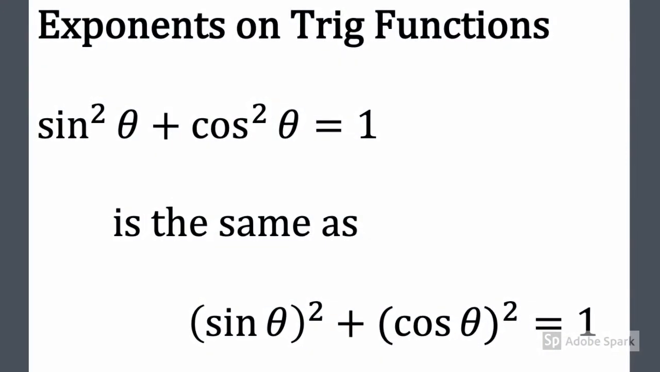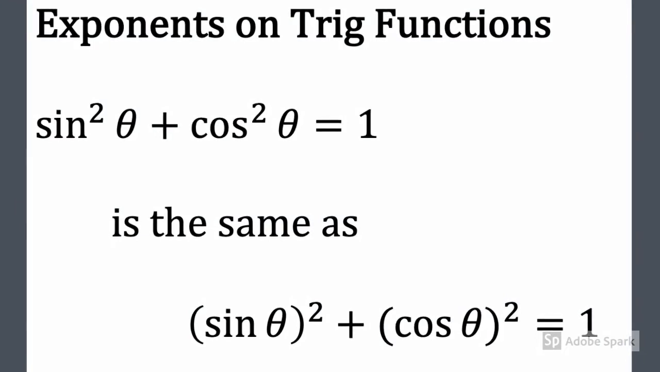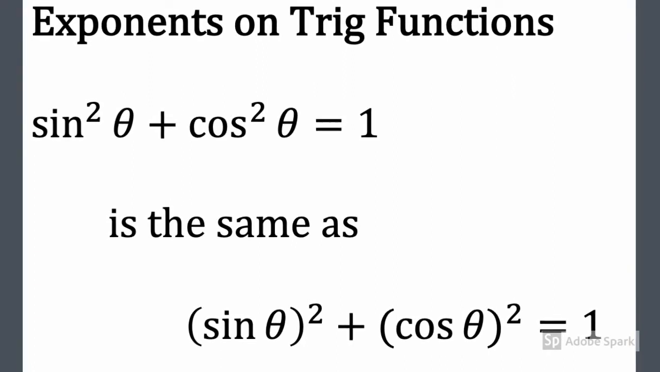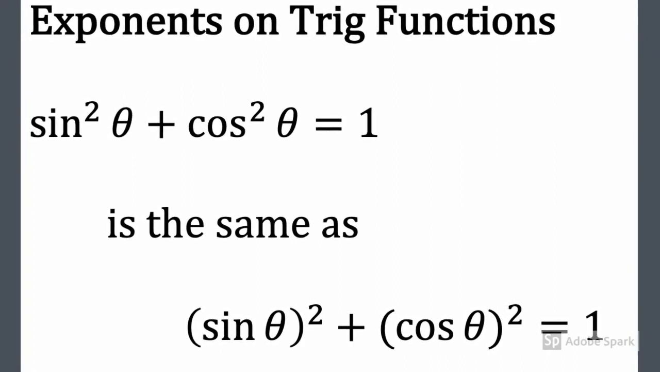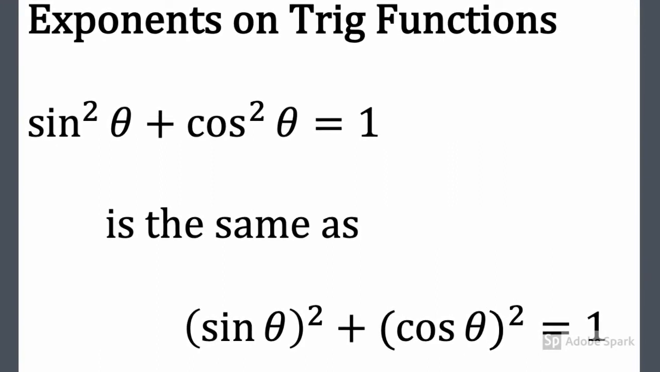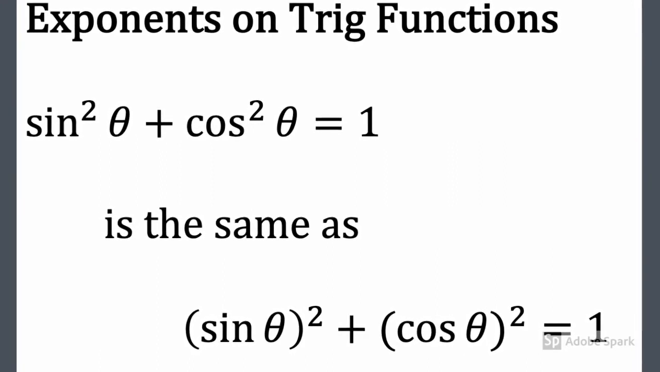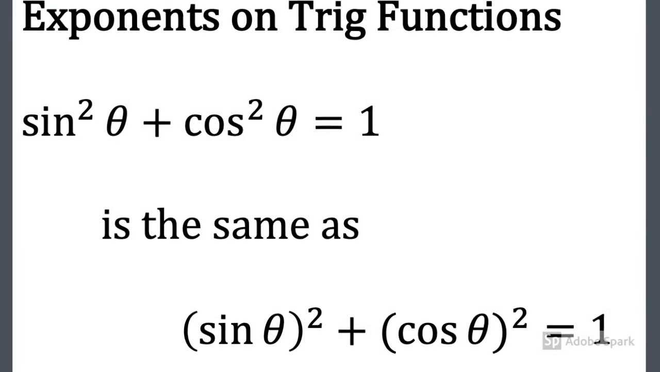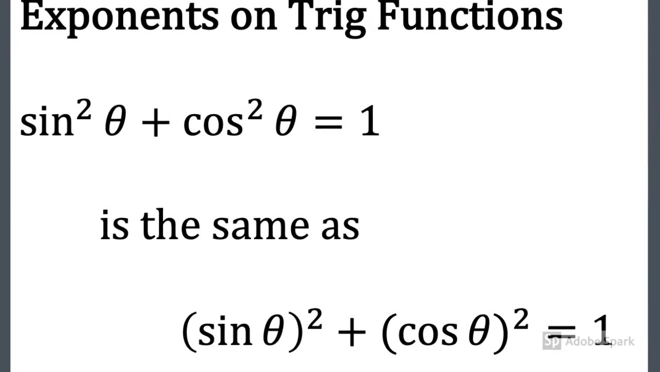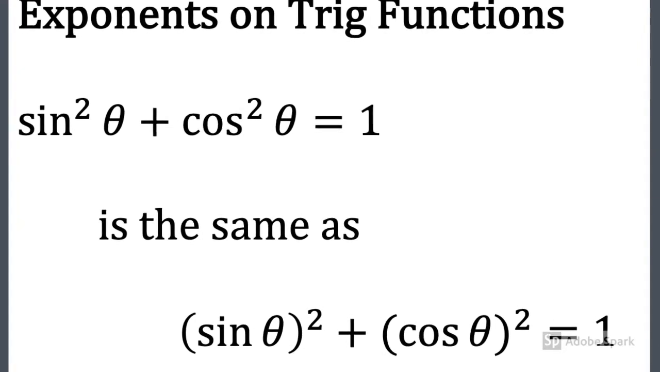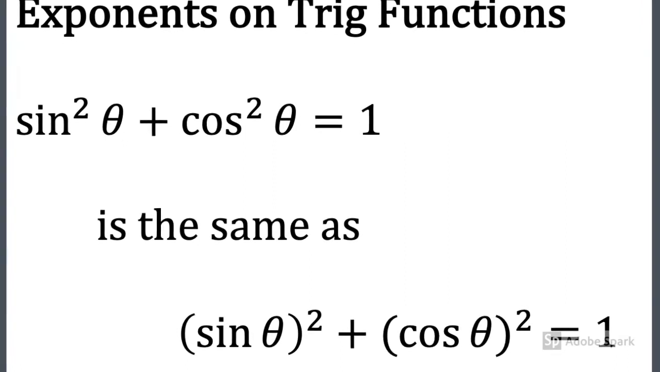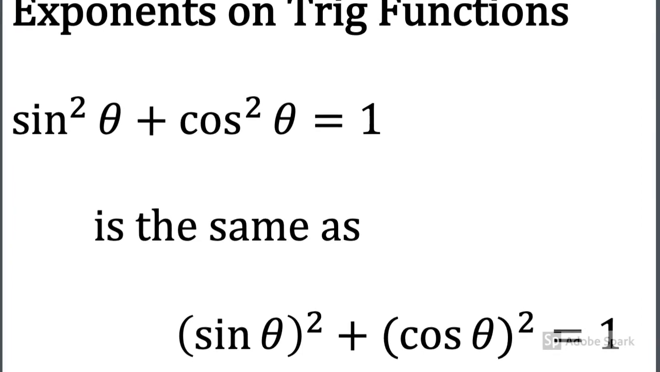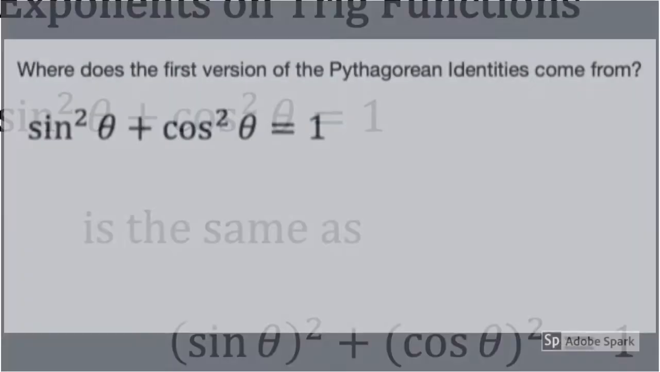Before we do that, I want to say one quick thing about exponents and trig functions. The way that you would say the first version of the Pythagorean identity is sine squared theta plus cosine squared theta equals 1. That notation with the squared between the sine and the theta is the same as writing sine theta all squared. However, no one ever writes it the second way with the squareds on the outside. You'll always see it between the trig function and the theta. So that is the way that you should write it and read it. Sine squared theta plus cosine squared theta equals 1.